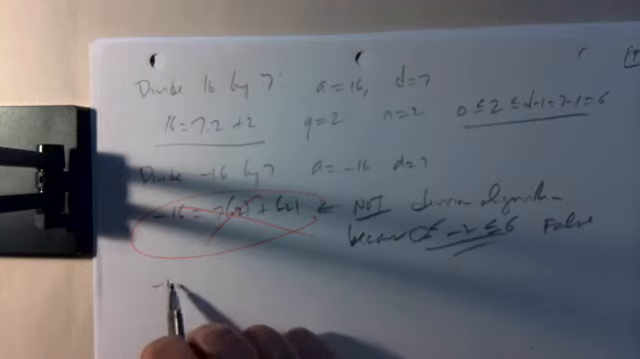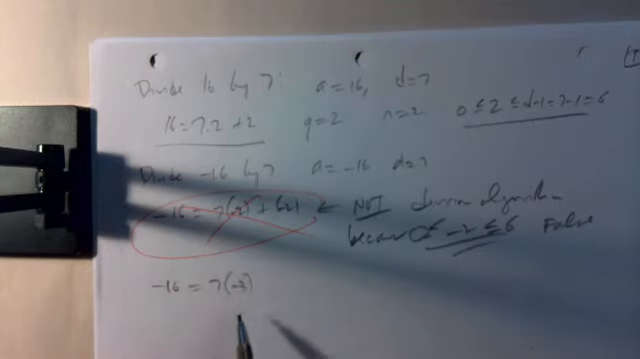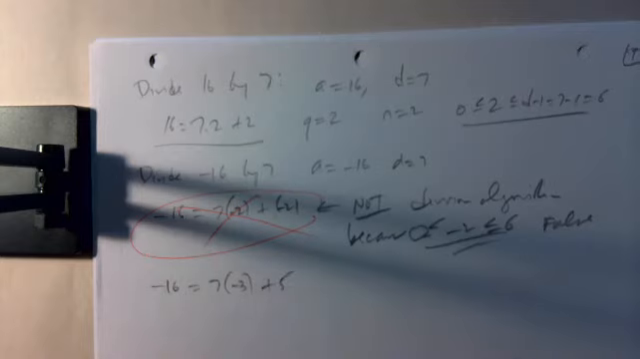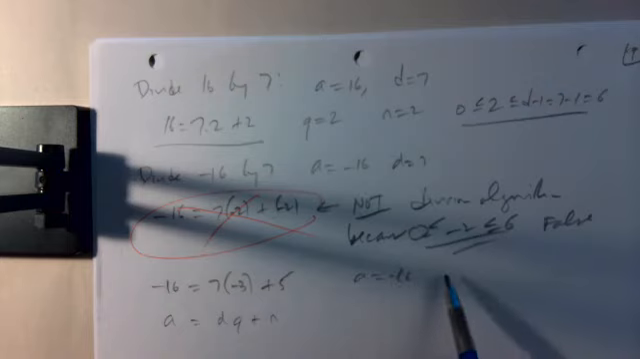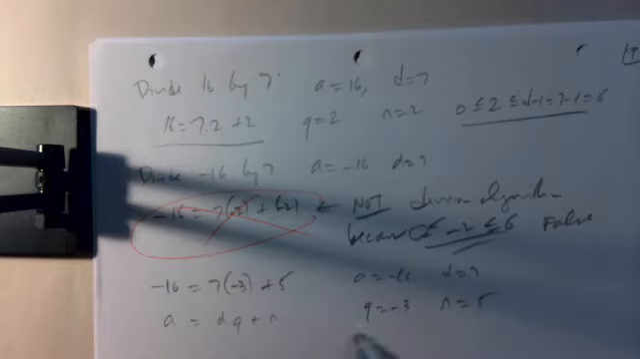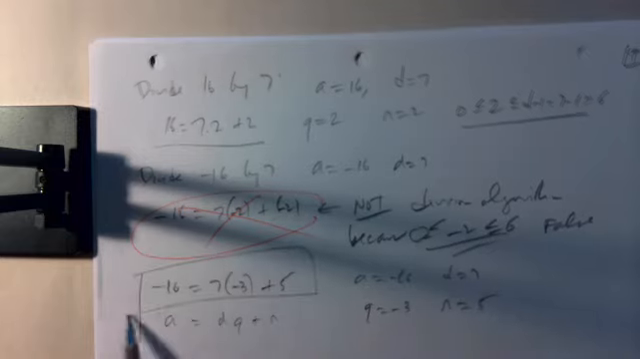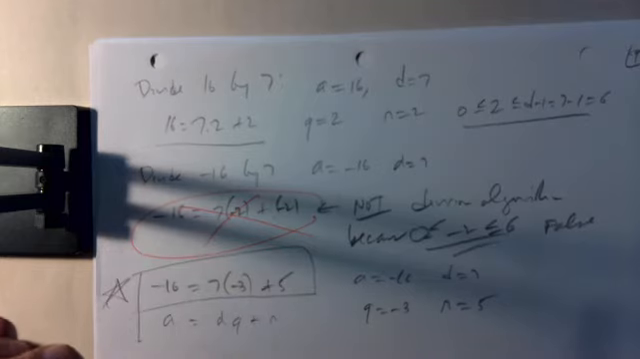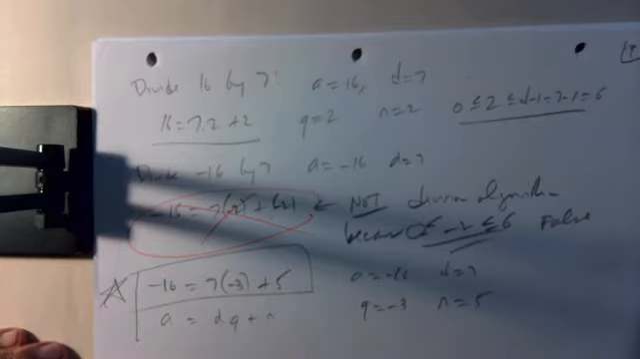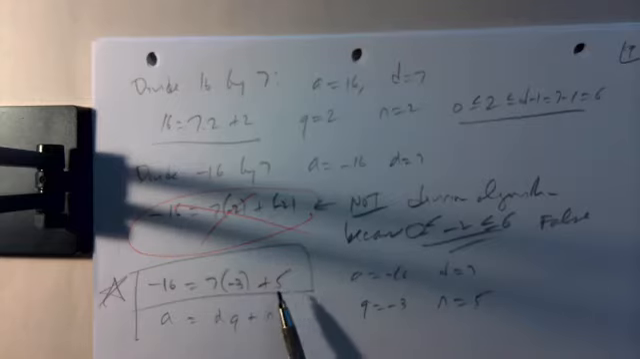But what I can say is minus 16 is 7 times minus 3, that's minus 21, plus 5. So this is A is DQ plus R. So A is minus 16, D is 7, my quotient is minus 3, and my remainder is 5, and 5 is between 0 and 6. So this is the correct statement of the division algorithm. When you divide minus 16 by 7, you always get a non-negative remainder in the division algorithm, and the unique remainder is 5.